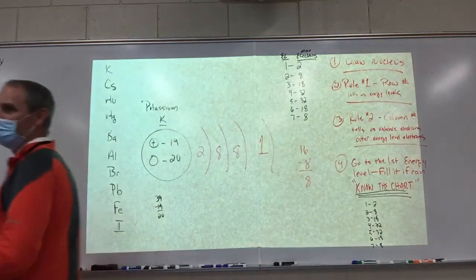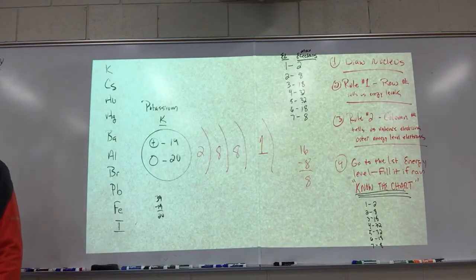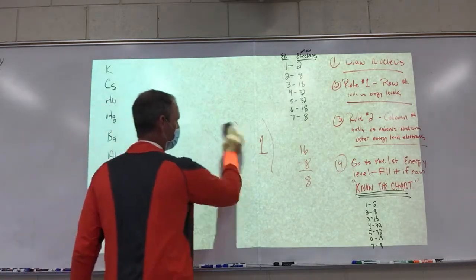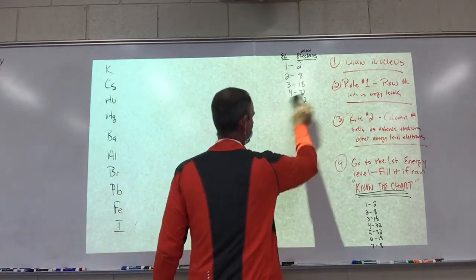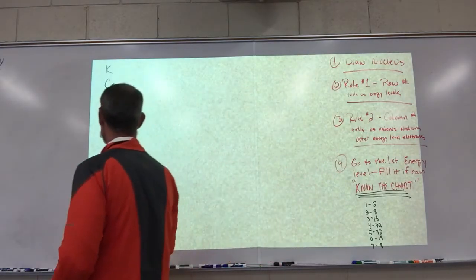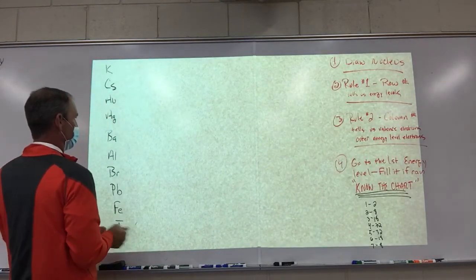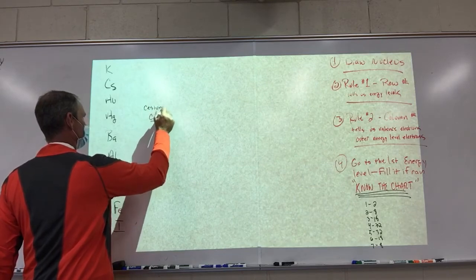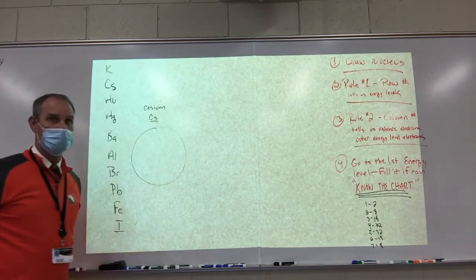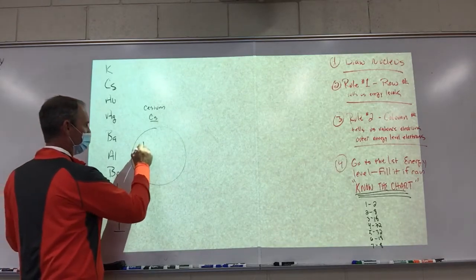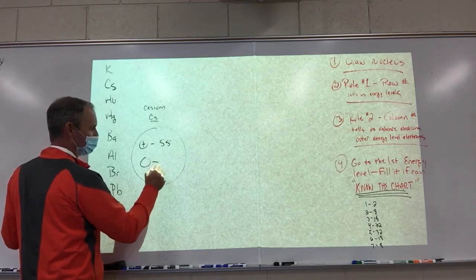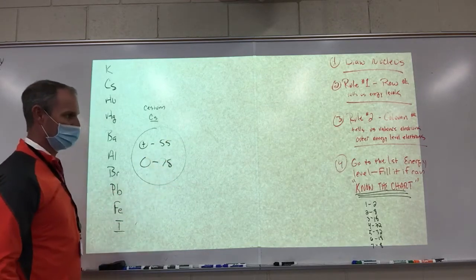Okay? How many got potassium right? That should be an easy one. Okay, so let's go to the next one. Cesium. Here we go. Cesium. CS. Nathan, how many protons? 55. How many neutrons? 78. Energy levels, Russell.